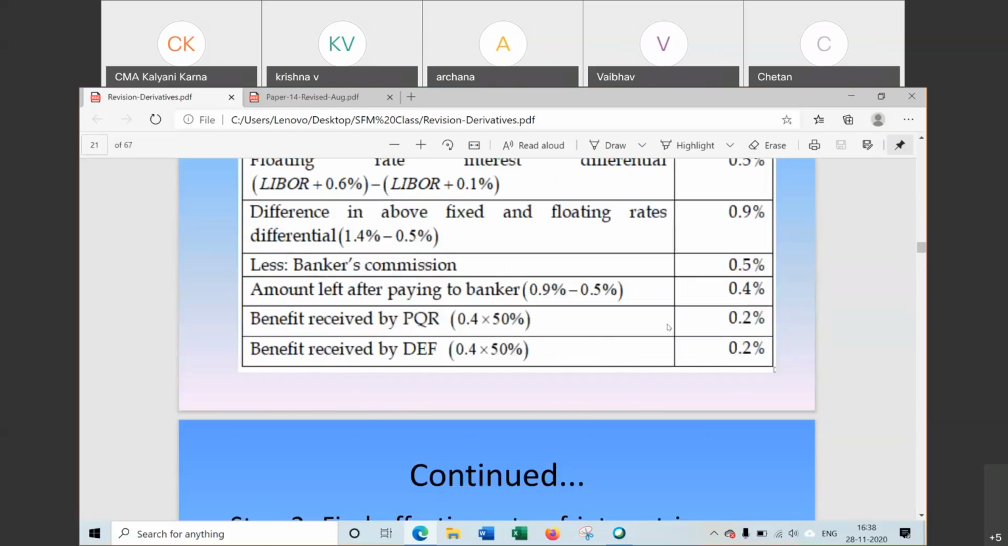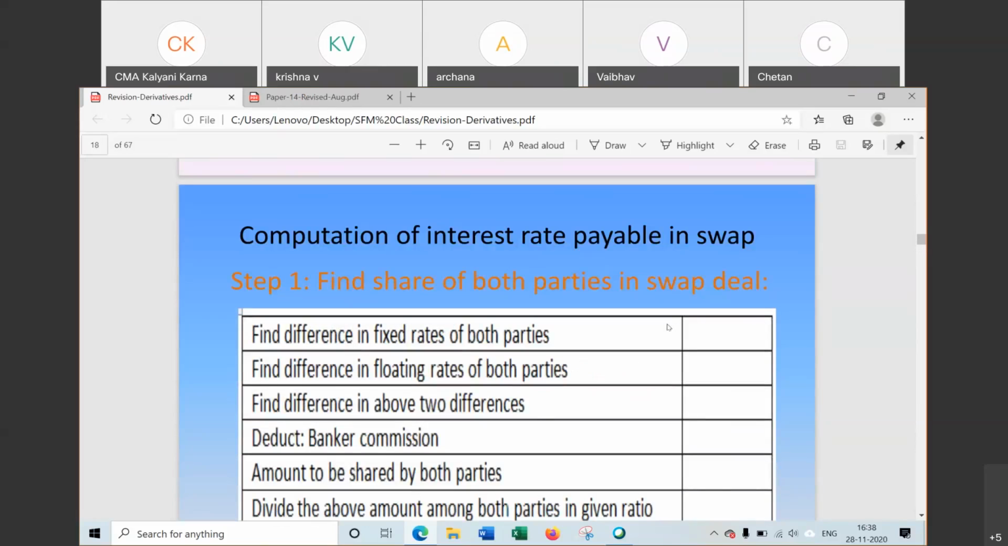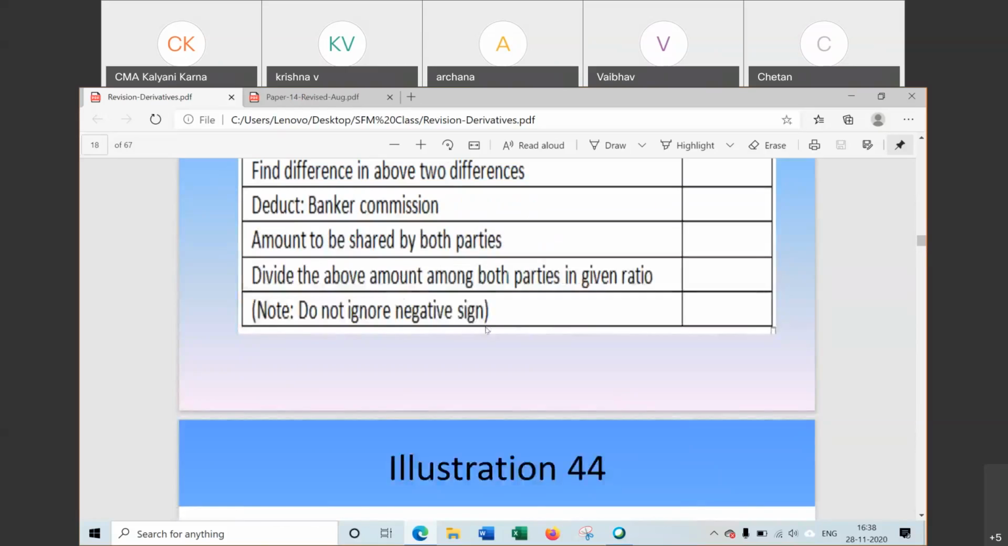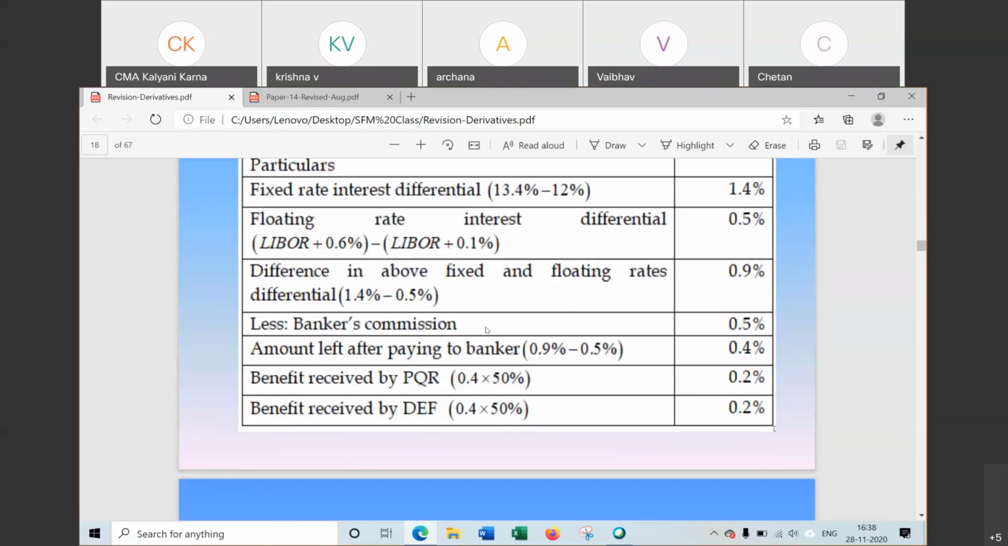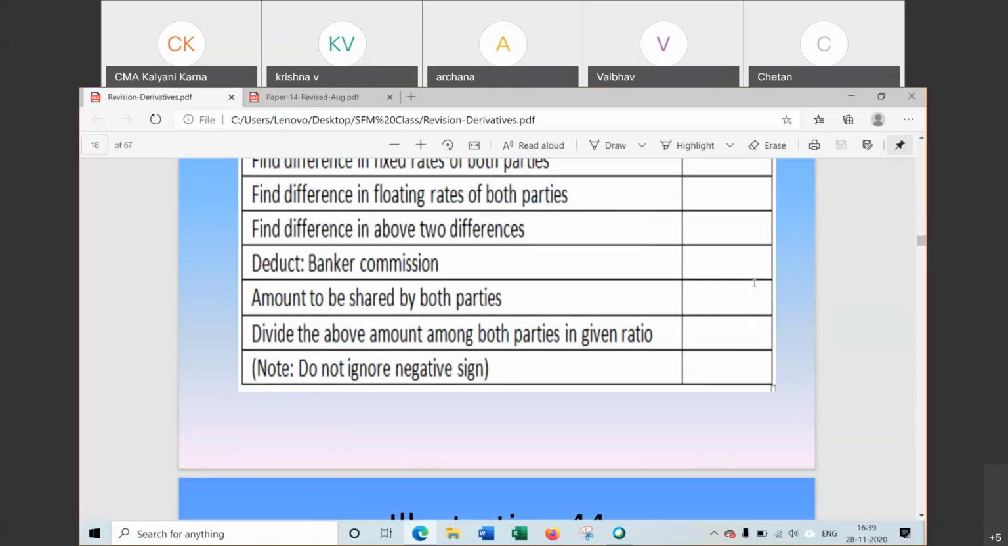So case 1 when banker charge is already given in the question. Banker charge we don't have to compute. This is given in the question. Question will be asked to find the effective rate. So how to find the effective rate? Step 1, find the share of both parties in swap deal. What will be the share of both parties in swap deal?